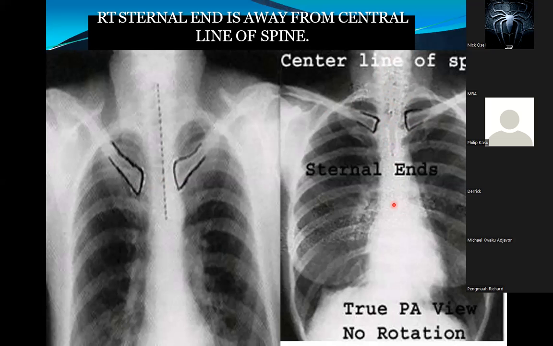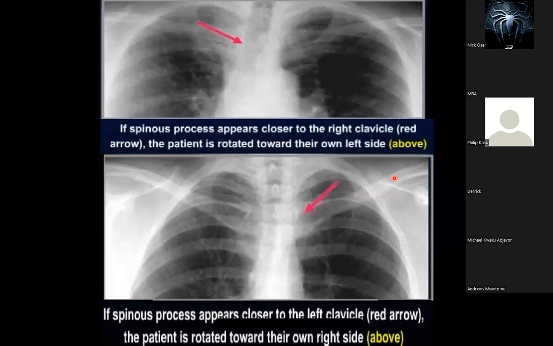So this is a chest X-ray where there is no rotation. Why? Because the medial ends of the clavicles are equidistant from the spinous processes. I hope this is clear.